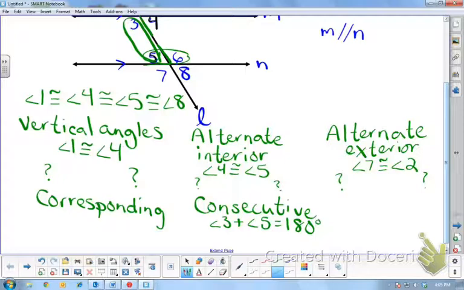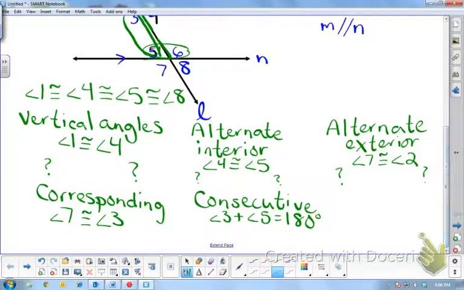And then the last one, I feel like corresponding is almost like you're playing leapfrog. You start at an angle, and then jump over one angle to get to the next one, again on the same side of the transversal. So like angle 7, if we jump over angle 5 and hit angle 3, then those angles would be congruent, and we would call their relationship corresponding. So most of the relationships are congruent. There's a few that add to 180, but they just have their own special names that we need to know for working with angles on parallel lines.